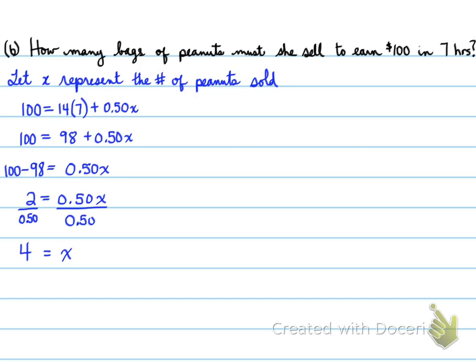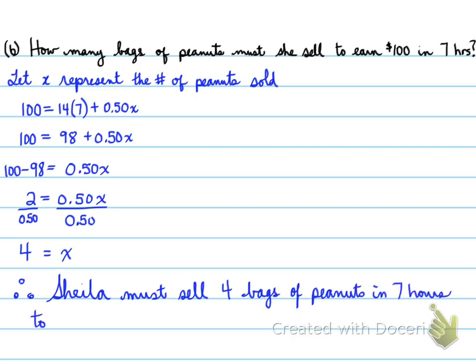So we make our therefore statement. Therefore, Sheila must sell 4 bags of peanuts in 7 hours to make her $100. And that, folks, is the end of the word problems. Well, that's the end of all the examples I have.